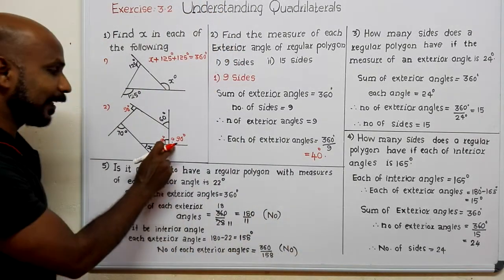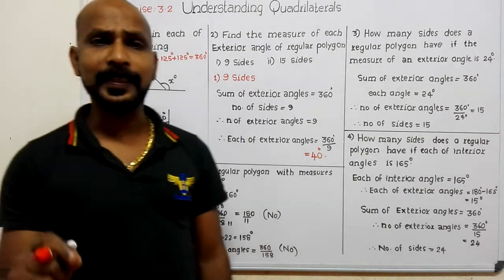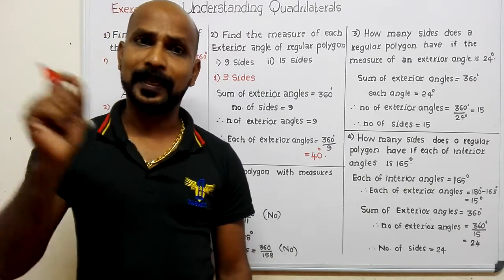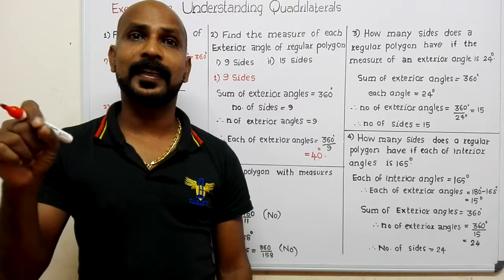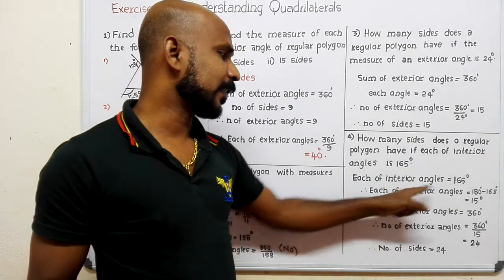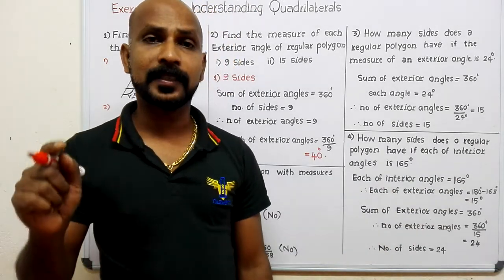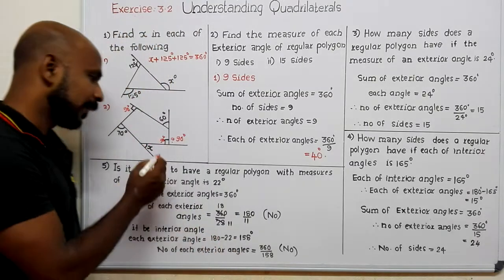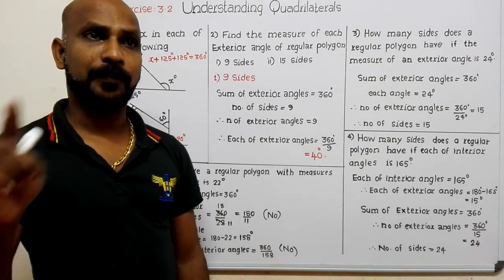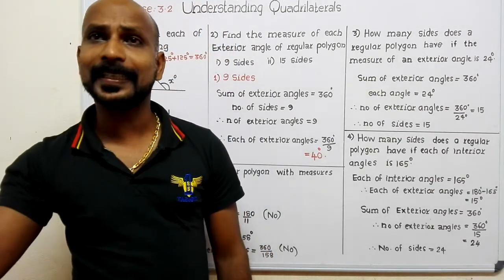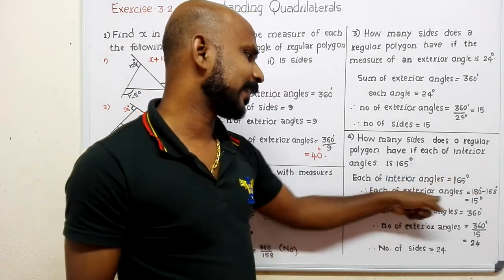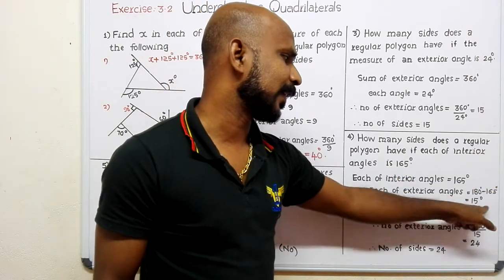Here I already said it is a linear pair. It means an interior angle and an exterior angle make a linear pair. So an exterior angle plus an interior angle equals 180 degrees. Each interior angle equals 165 degrees. Therefore each exterior angle we can find as 180 minus 165. An interior angle plus an exterior angle should always equal 180 degrees. That is a linear pair. So from an interior angle we can find its exterior angle. Each exterior angle equals 180 minus 165, that is equal to 15 degrees.